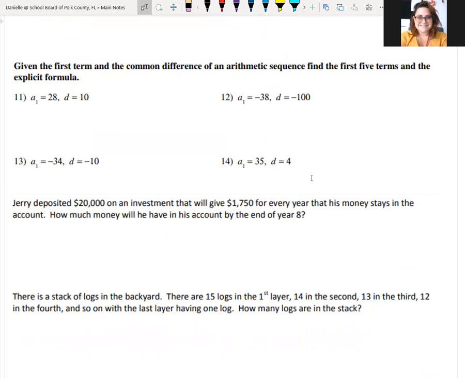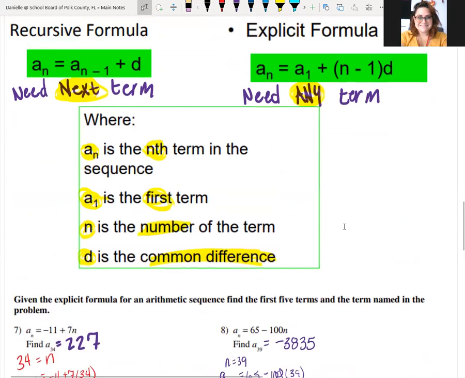These next problems want us to create the sequence and find the first 5 terms. And we are supposed to give an explicit formula. So let's double check and make sure we remember explicit.